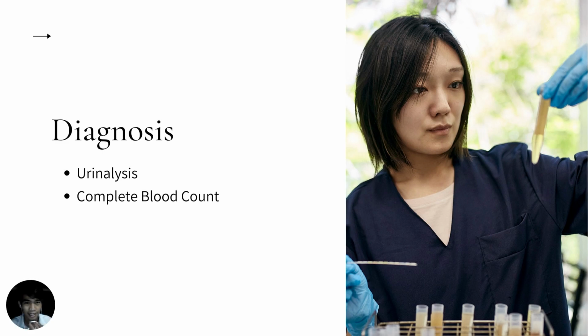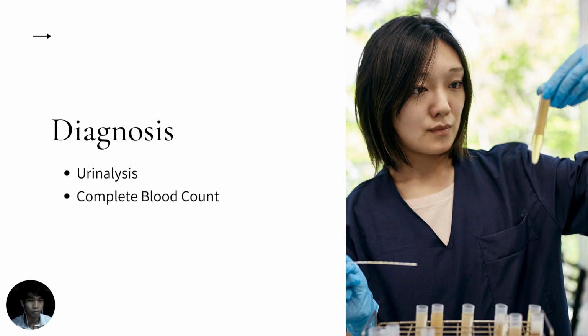Next slide is the diagnosis. First is the urinalysis, which determines if there is protein in the urine. Having so much protein in the urine can be positive for nephrosis, with the support of complete blood count.